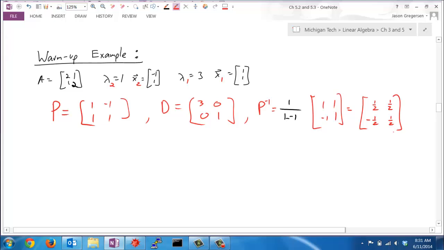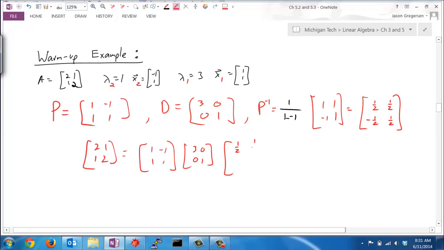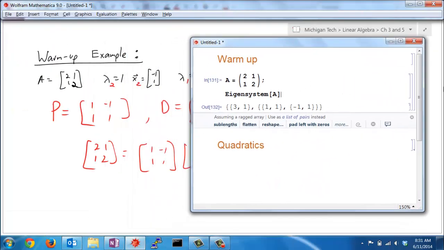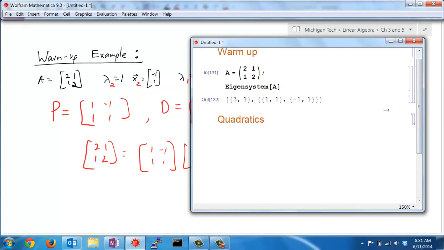All right, how's that for an inverse? Look good? All right, so what this tells me is that A, [[2,1],[1,2]], should be equal to [[1,-1],[1,1]] times [[3,0],[0,1]] times [[1/2,1/2],[-1/2,1/2]]. We should do that product and should get the result. Of course, I'm going to cheat here, and along the process we'll see little things we can do in mathematics.